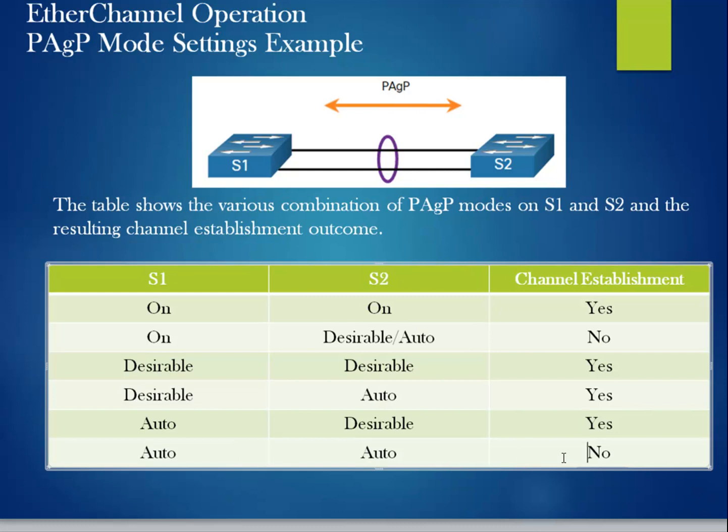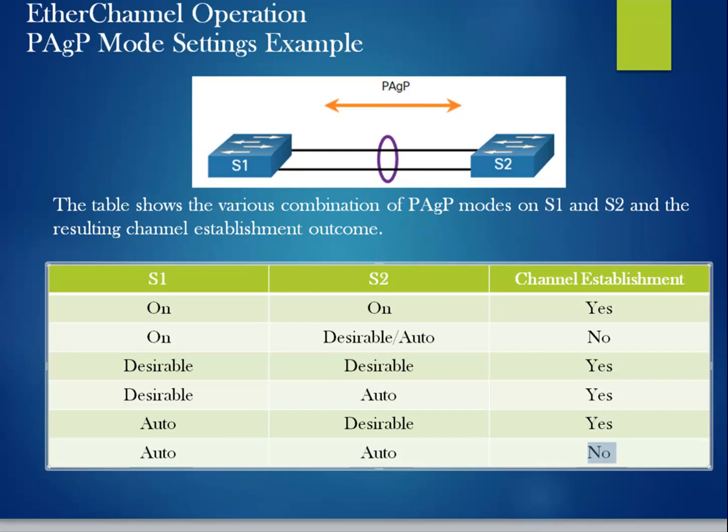Auto with auto you cannot have. So if you just note down the no, that means on mode plus the other side desirable or auto, you cannot create the EtherChannel. The same thing, auto with auto, you cannot create the EtherChannel. So these are the different modes available, and for the different modes, this is how EtherChannel works in the PAgP protocol. So this is about the PAgP operation.